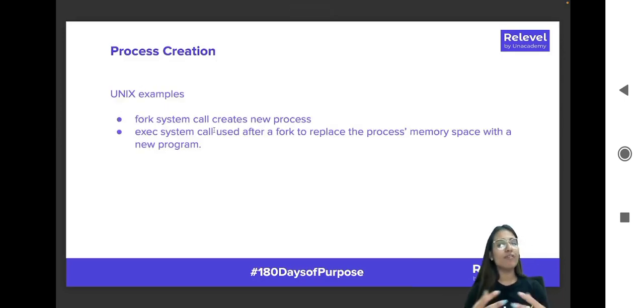In the Unix world, we basically use the fork system call to create new processes, and the exec system call is used after the fork to replace the process memory space, because now the process has been created, and to load a new program into the memory.